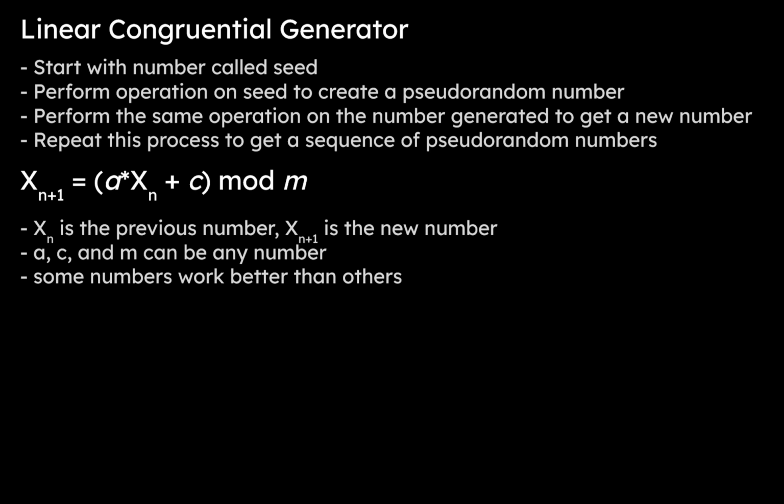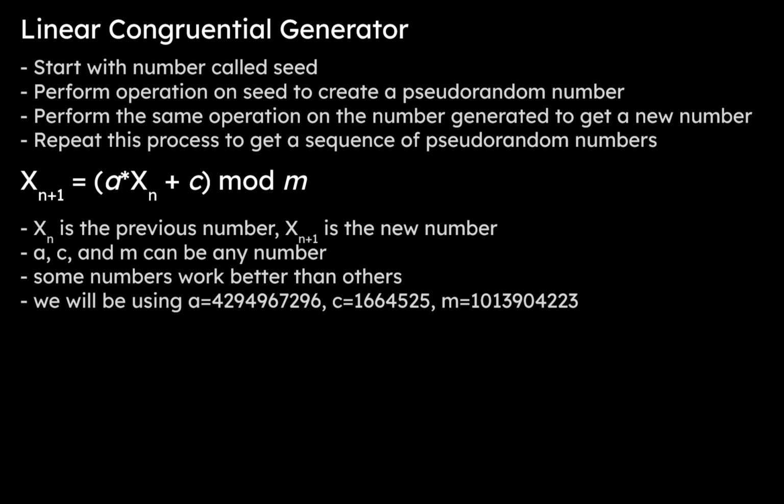I've taken one such number from the Wikipedia page on LCGs, and that is the numbers displayed here. I won't bother reading them out. And so the formula is a times our previous number plus c, and then we modulo that whole thing by a number m to get our new number. Okay, cool. So now that we know how LCGs work, let's implement them in code.